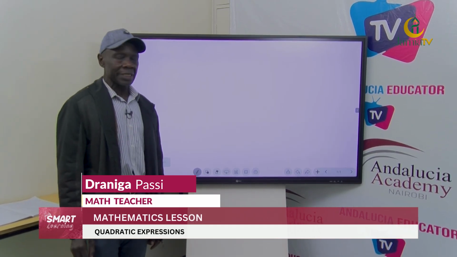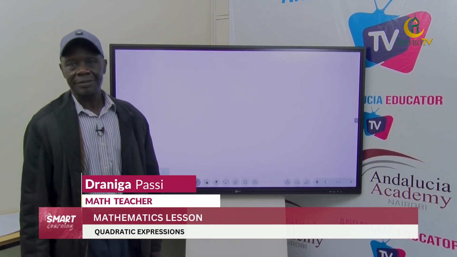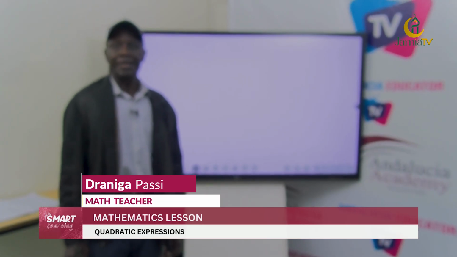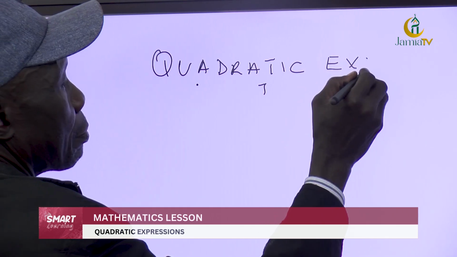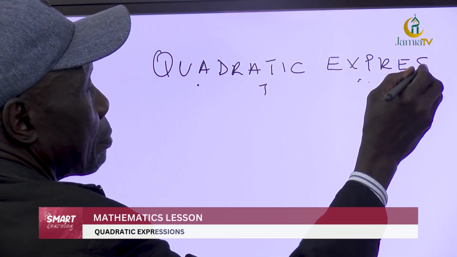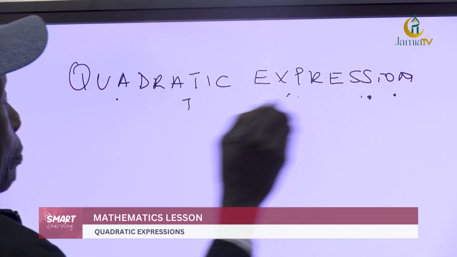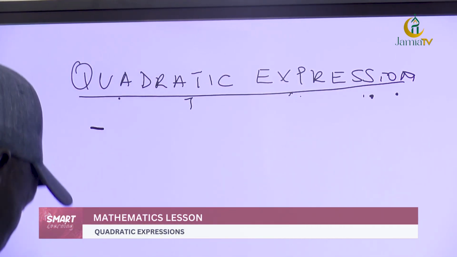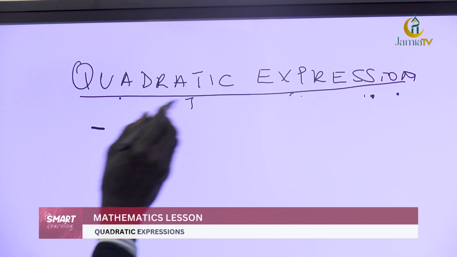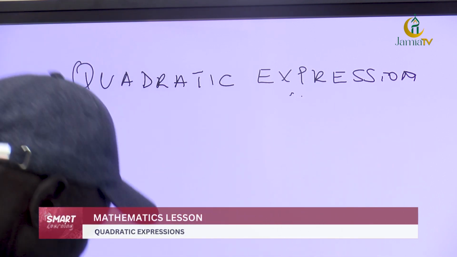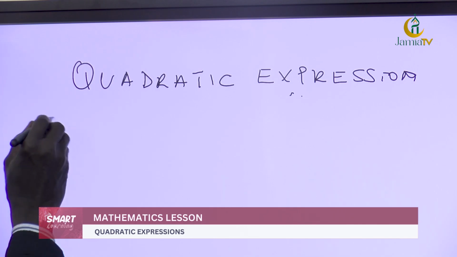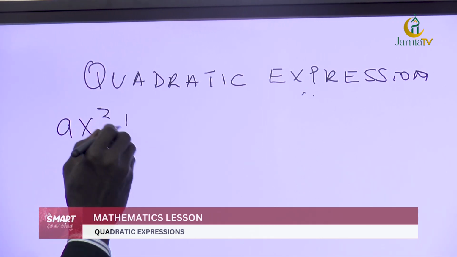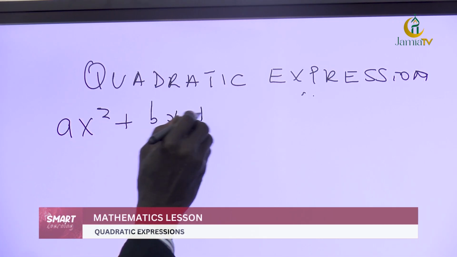Last episode, we looked at quadratic expressions, and we learned a few things about quadratics. I'll take a few minutes to review what we learned so that we are able to go ahead and do more on quadratics. We said the general form of a quadratic expression is ax squared plus bx plus c.